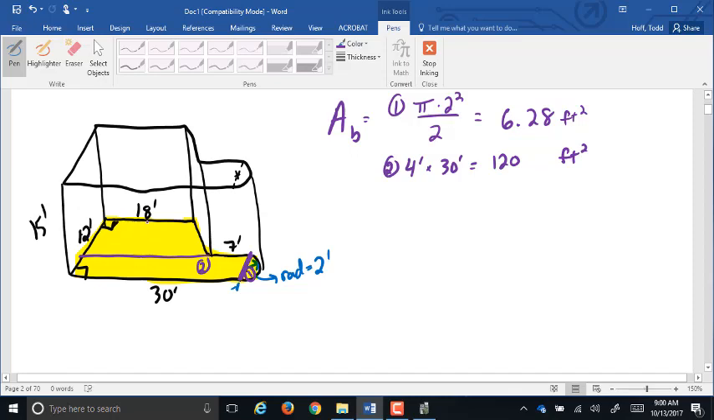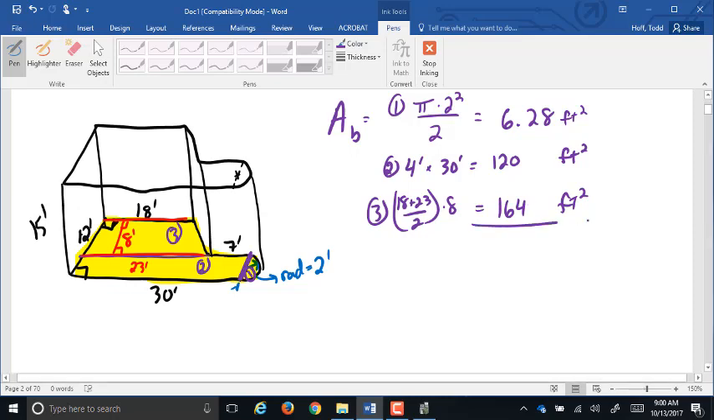Piece 3 up here is a trapezoid that's 18. This here is going to be 23. And then across here is 12 minus 4, or 8 feet. So that area for piece 3 will be 18 plus 23 over 2 times 8, which is 164 square feet, correct? That all adds up to 290.28 square feet for the area of the base.